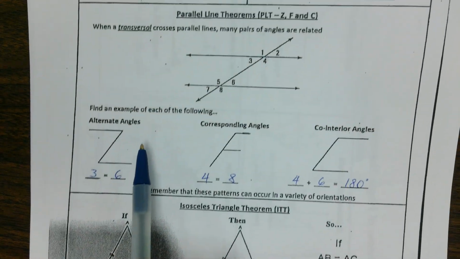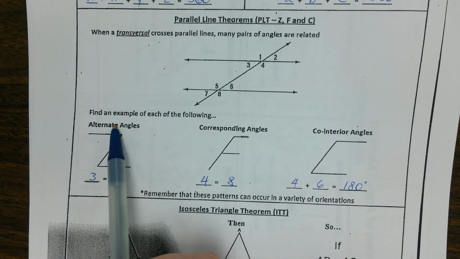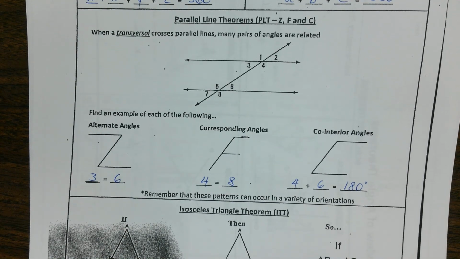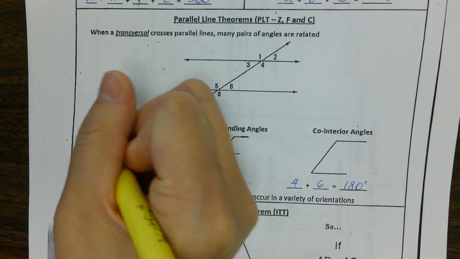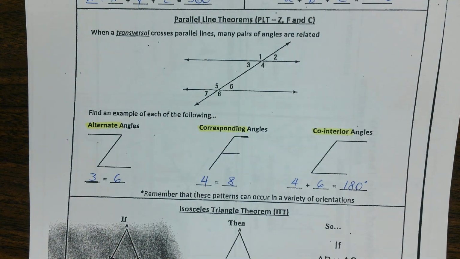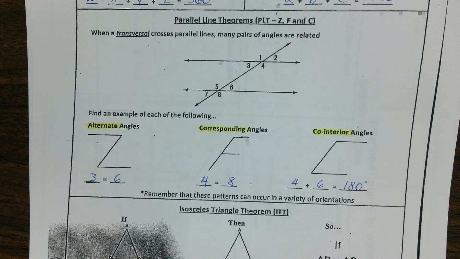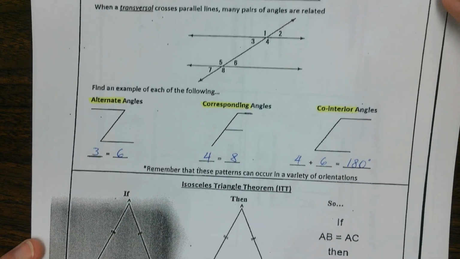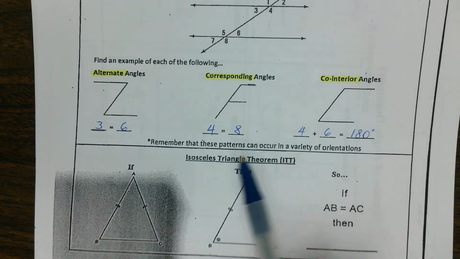Okay. You need to know the formal names. Alternate, corresponding, co-interior. On the test, it's not enough to just say Z pattern, F pattern, C pattern. You need to know these names, and the spelling of these names. Remember, spelling does count on the test. Half a mark off for the wrong spelling. Okay.